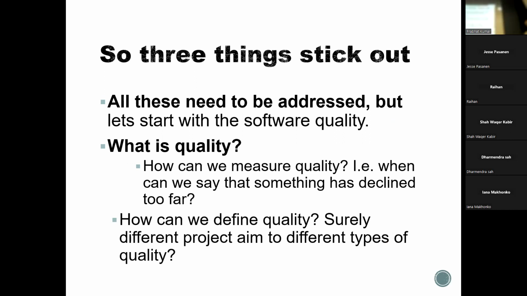What actually is quality, right? So the first thing which comes to mind is, what is quality? What do you think? Anyone of us, what do you think quality is? In software terms or in any general term, what can quality be? Can we define quality? Those questions are second and third. But let's talk first, what is quality?